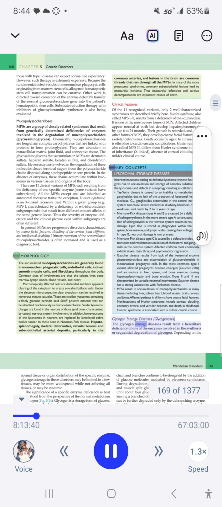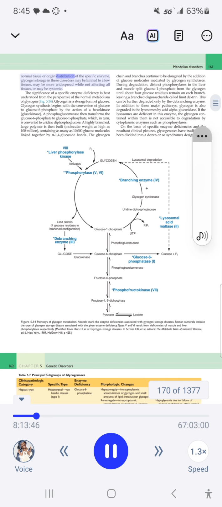The glycogen storage diseases result from a hereditary deficiency of one of the enzymes involved in the synthesis or sequential degradation of glycogen. Depending on the normal tissue or organ distribution of the specific enzyme, glycogen storage in these disorders may be limited to a few tissues, may be more widespread while not affecting all tissues, or may be systemic. The significance of a specific enzyme deficiency is best understood from the perspective of the normal metabolism of glycogen.